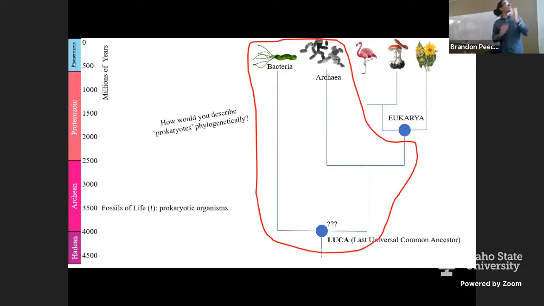Those two clades of life, bacteria and archaea, those two domains, are usually set off against our domain. Our domain is eukaryotes, and these other ones are usually called prokaryotes. Talk to your neighbors for a second. I've circled the prokaryotes on this tree. How would you describe the clade prokaryotes phylogenetically? Chat with each other, make sure you agree.